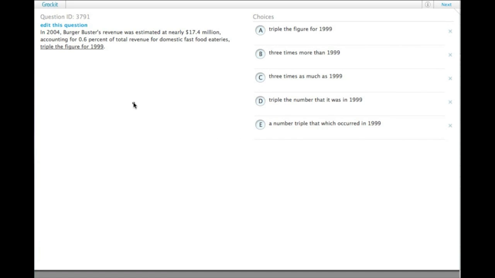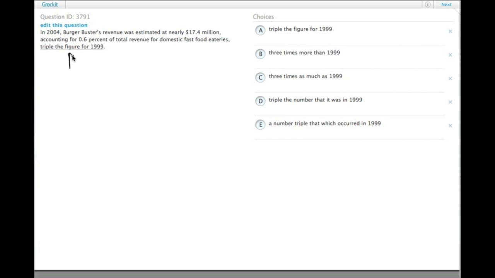In 2004, Burger Buster's revenue was estimated at nearly $17.4 million, accounting for 0.6% of total revenue for domestic fast food eateries, triple the figure for 1999. What are the problems with this? So nothing is immediately wrong with this.